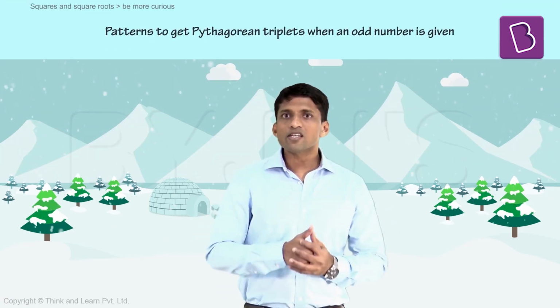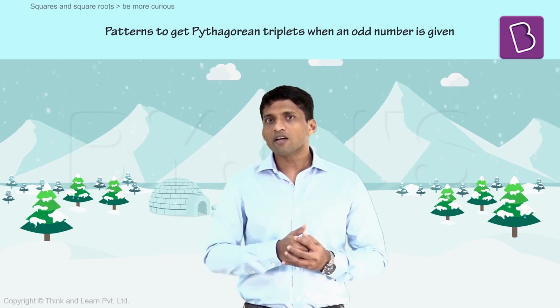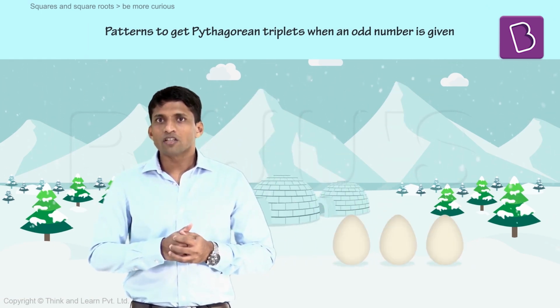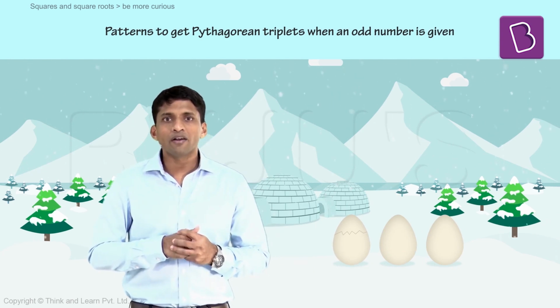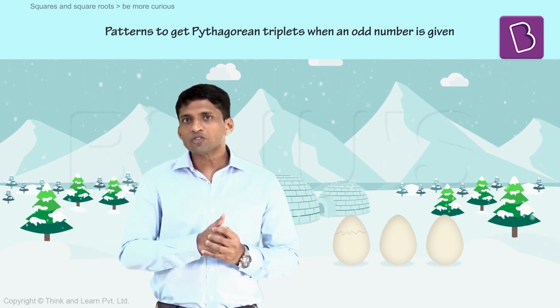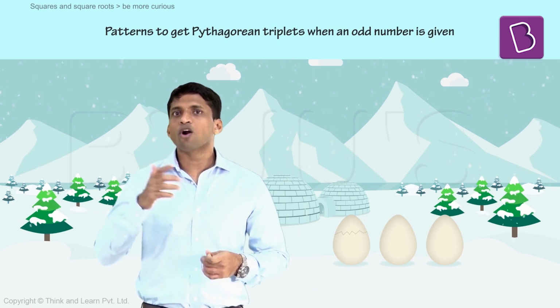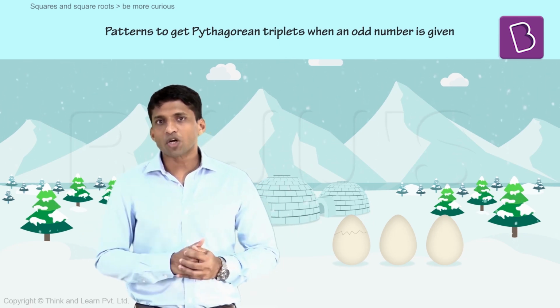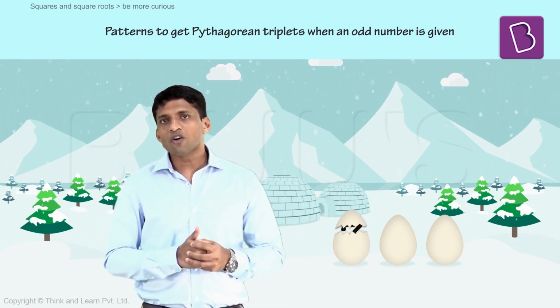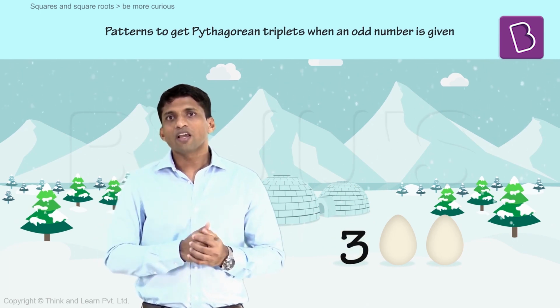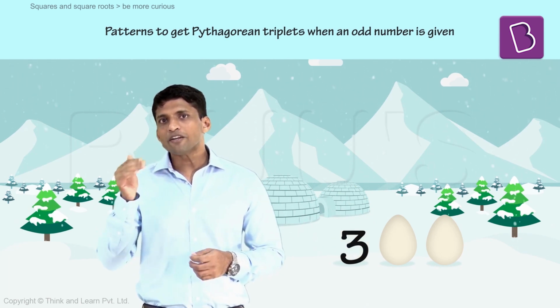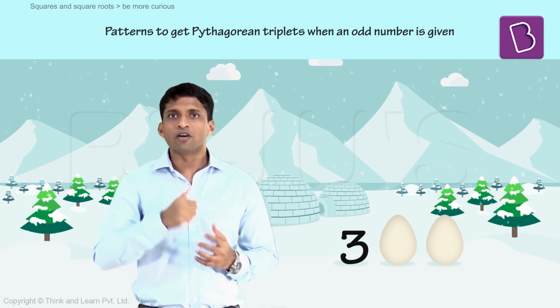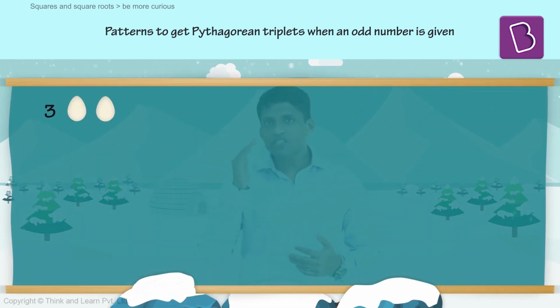Now to make you more curious, I'll give you a shortcut to get Pythagorean triplets where one number is already given. The first method is where, if the number given is an odd number, you take the first shortcut. Let's start by assuming that 3 is given. If you want to find a Pythagorean triplet where 3 is one of the numbers, this method will work for all the odd numbers.